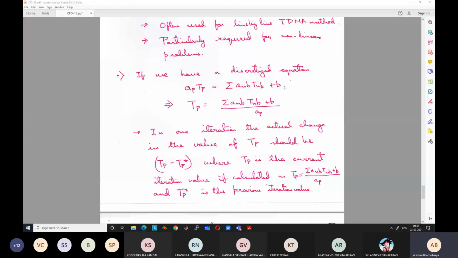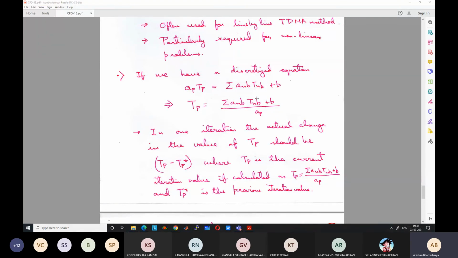Even when we solve the convection problem later, ultimately our equation will be the same equation. The only thing that will change is the coefficient values of AP, ANB and B. Otherwise, the discretized equation will look exactly the same. So TP can be represented as summation ANB TNB plus B by AP. Remember the TNBs are also unknowns for the implicit method, right?